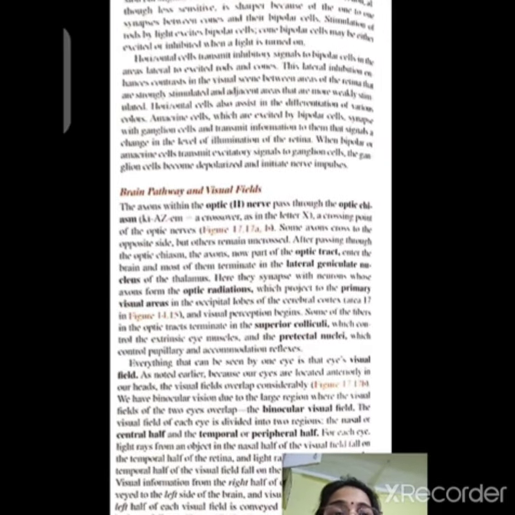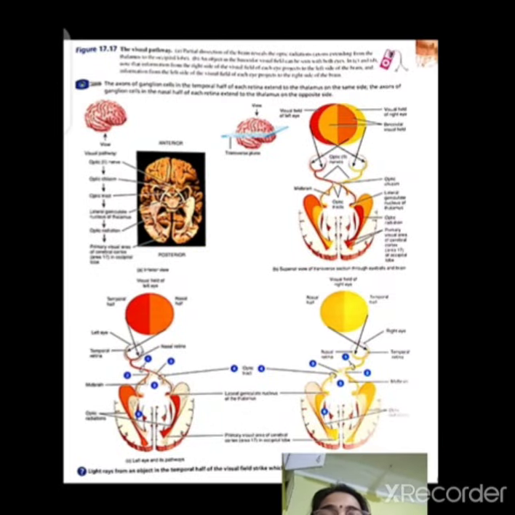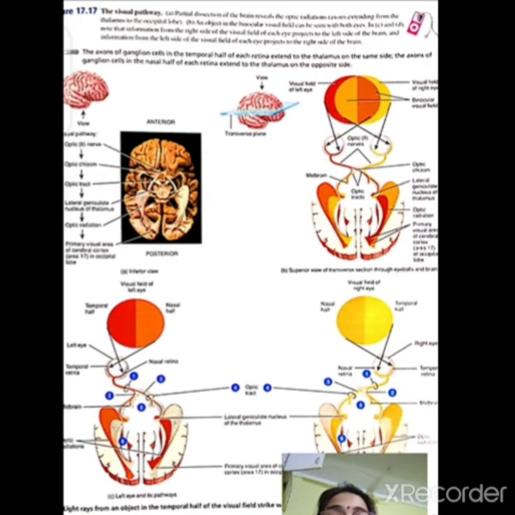I can show you in this manner. See, this is the visual pathway. It's a little bit complicated, you can say, but you need to understand one thing. Just listen to this and then I'll explain it to you.